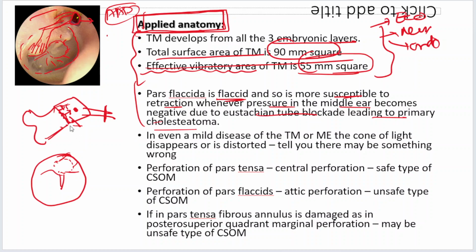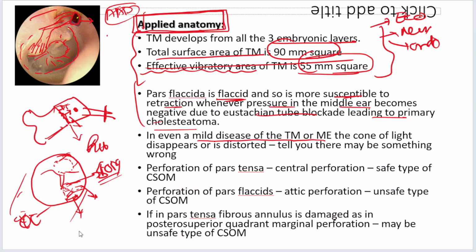So pars flaccida is more flaccid, so it is more susceptible to retraction when the eustachian tube gets blocked and there is retraction. One more thing, as we observe clinically, even in mild disease of the tympanic membrane or of the middle ear, suppose there is otitis externa, external auditory ear problem, or middle ear, some kind of serous otitis media, some kind of retraction, the cone of light, which should be perfect, sometimes disappears totally or it may become distorted. So when it is getting distorted or disappearing, it means that there is some disease and you need to investigate.